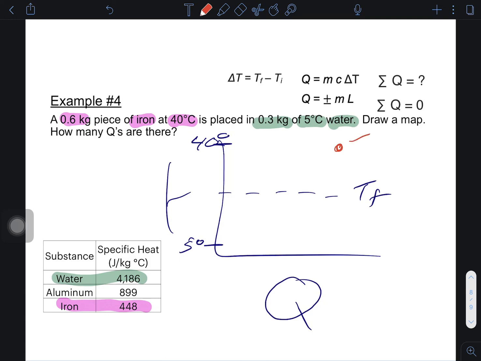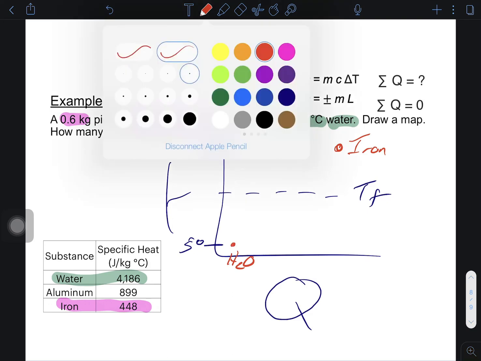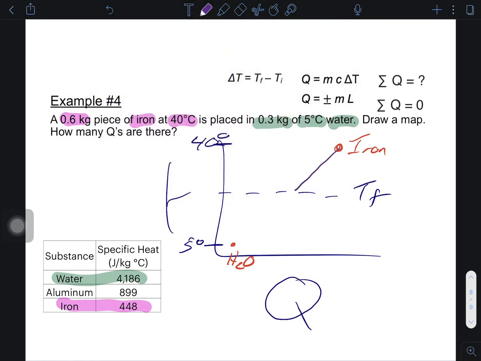We're going to make an initial temp dot over here. This is for my iron at 40 degrees, because that was over at 40. And this is my water, which started at 5 degrees. Then we can draw our lines. What's going to happen to my iron? My iron's going to cool down, and I call that Q1. And my water is going to heat up, and I can call that Q2.